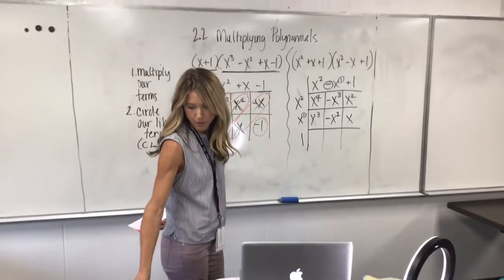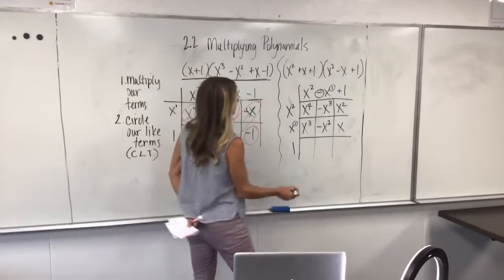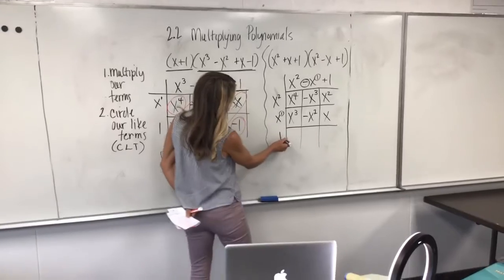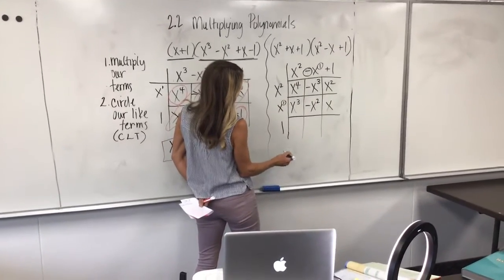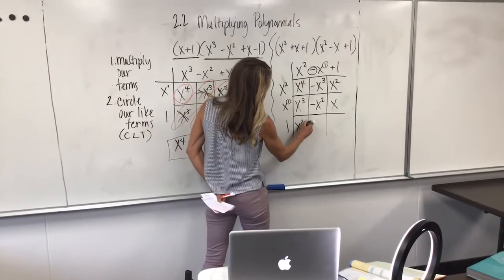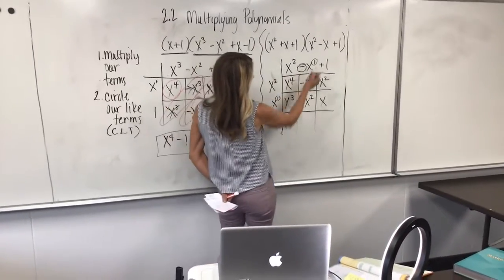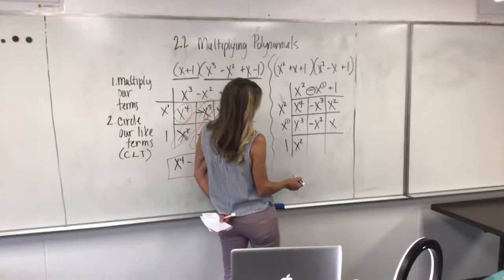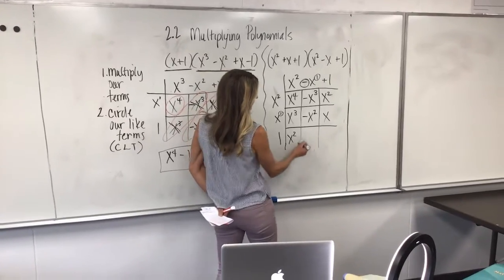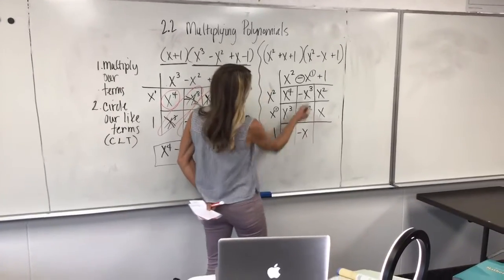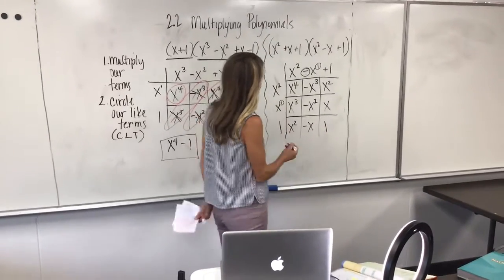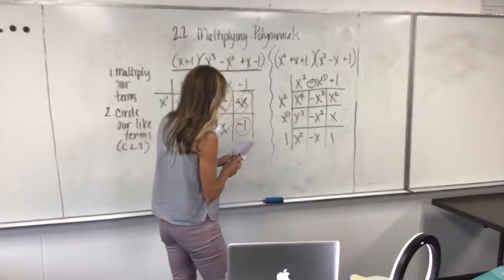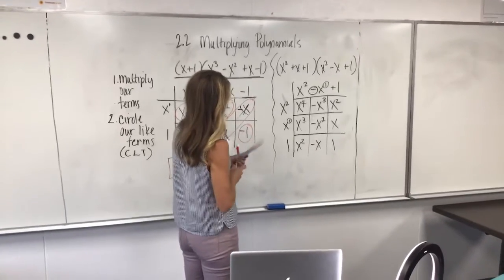So, who could I call on? Jackson. Show me what you got. 1 times x squared. 1x squared. Okay, so I'm just gonna write x squared, and then 1 times negative x. Negative x. You got it. And then 1 times 1. 1. Okay, Jackson, can you keep working with me? Do you remember what our next step was after this?